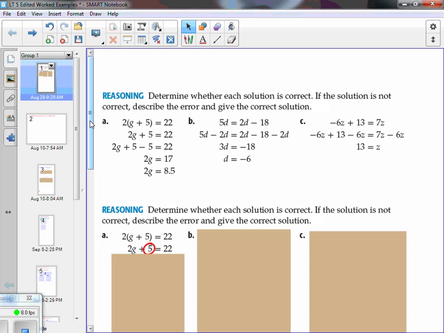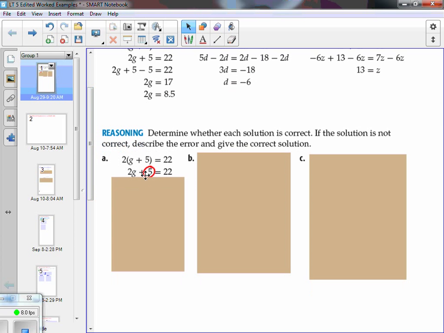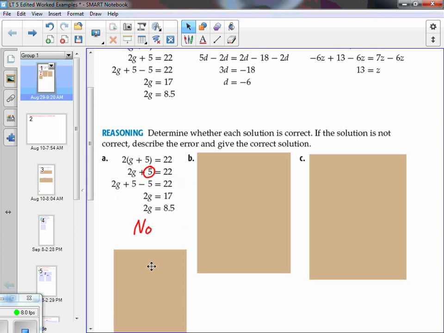There's really no need to even look at the rest of their work. They messed up their distribution. So no, the solution is not correct, and I didn't write this out, but the error was they tried to do the distributive property, they just messed it up. Let's look at B.